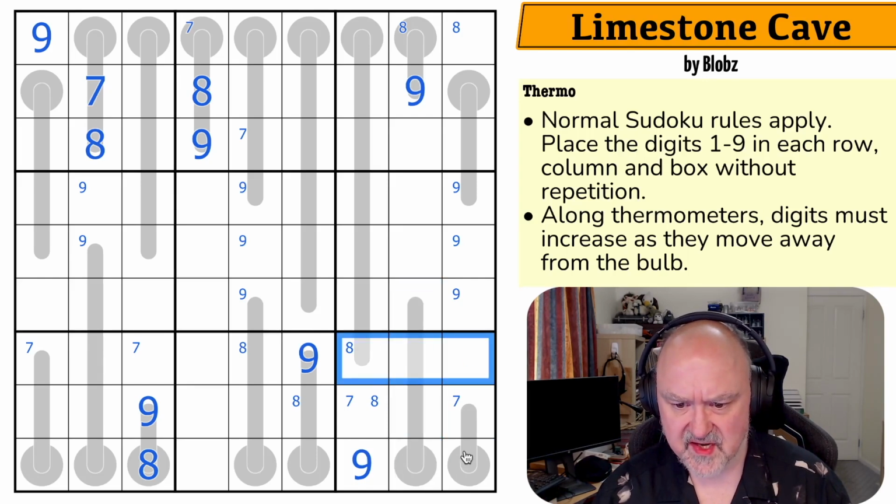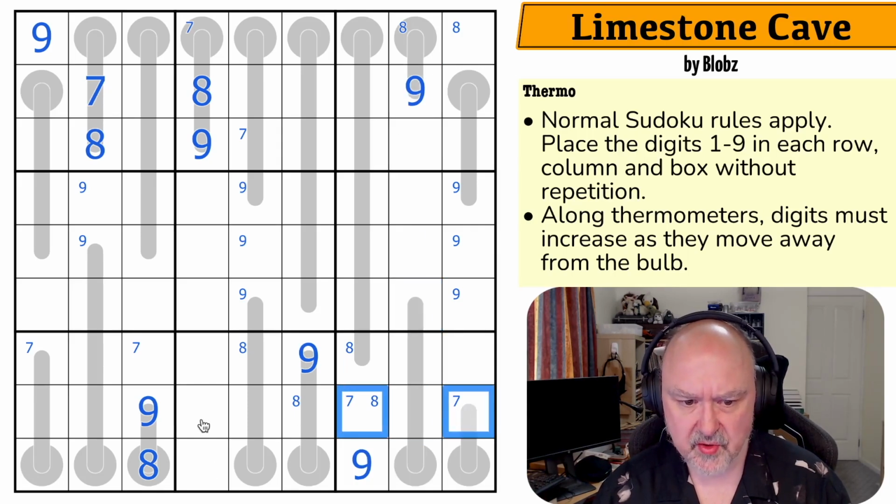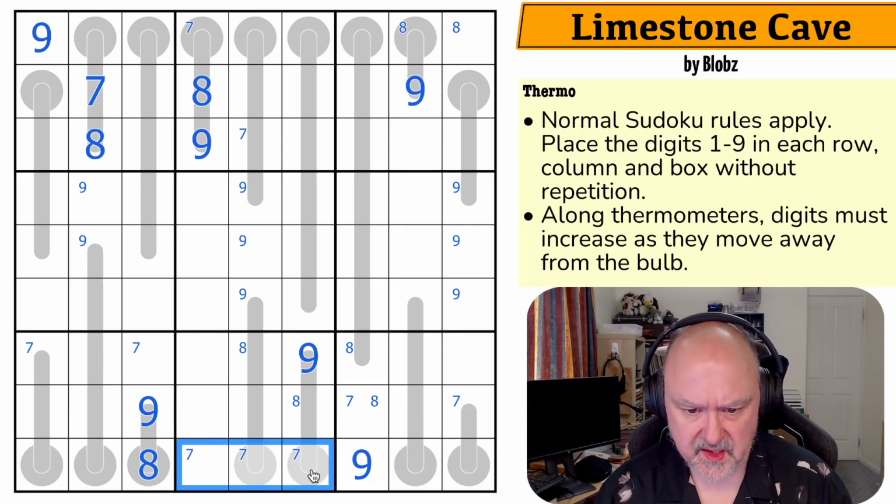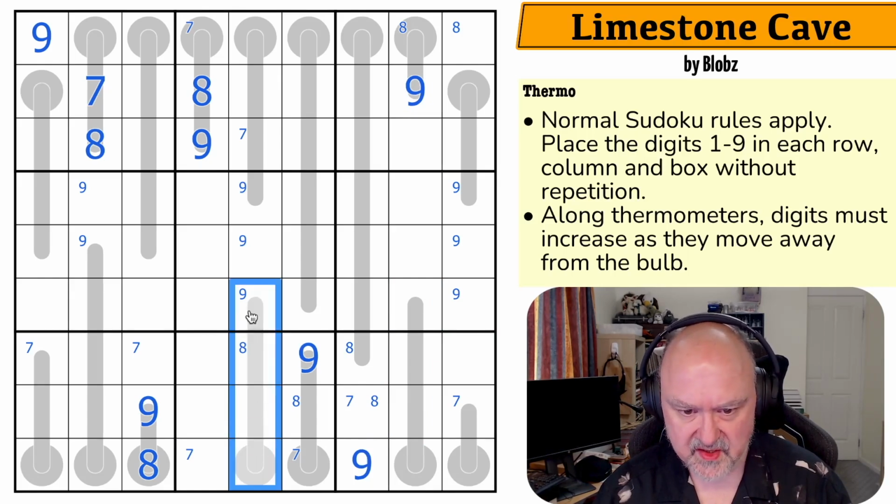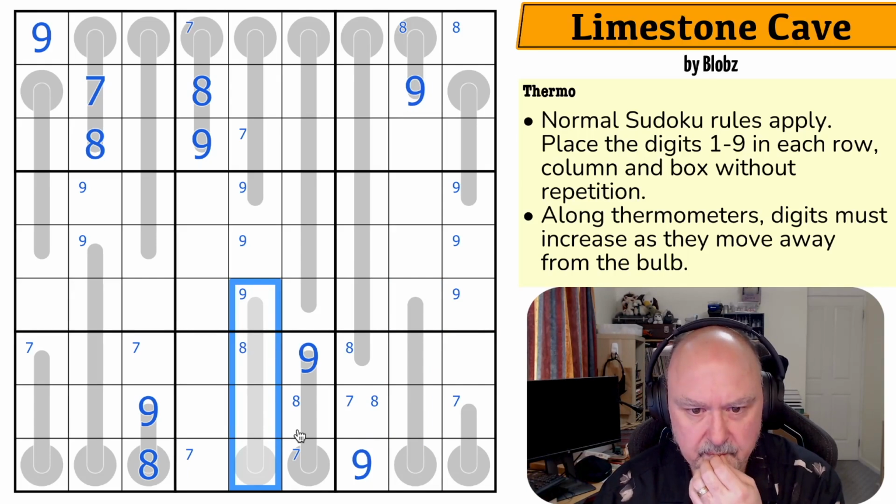Can't put the 7 in any of those, but neither of those. So 7 is in one of those 2. It can't be here because 8, 9 doesn't work. So 7 is in one of those 2, which puts 7 in one of those 3. It can't be here because 7, 8, 9, 10... Yeah, that can't be 8 or 9. There's just a problem on that thermo.